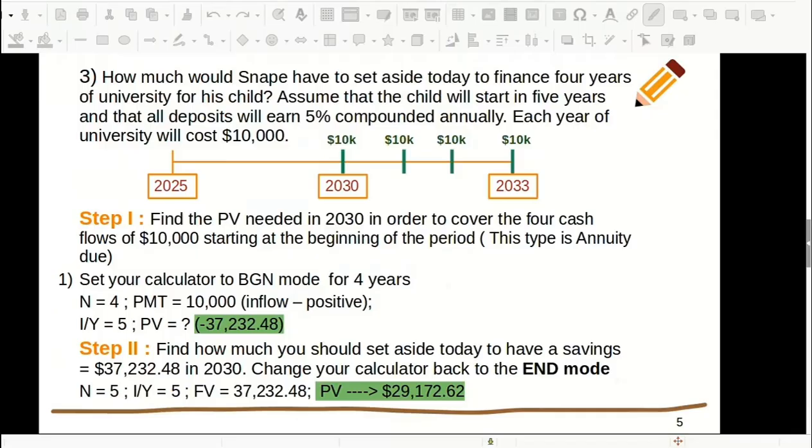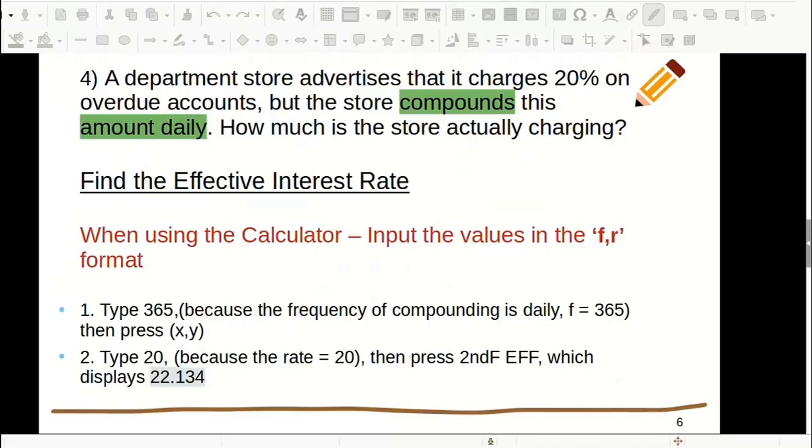A department store advertises that it charges 20% on overdue accounts, but the store compounds this amount daily. How much is the store actually charging? Here, you know the quoted annual rate, but you are required to find the effective annual rate.